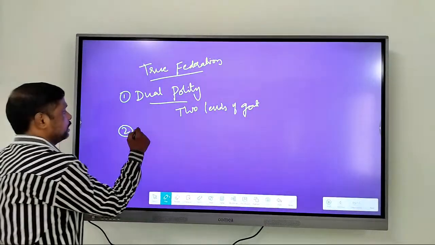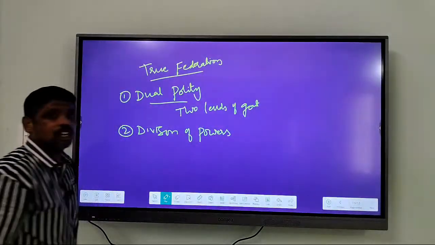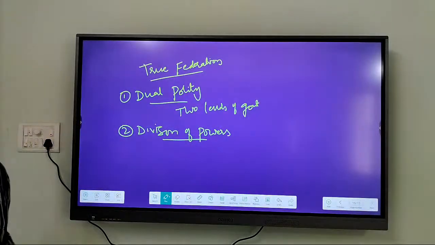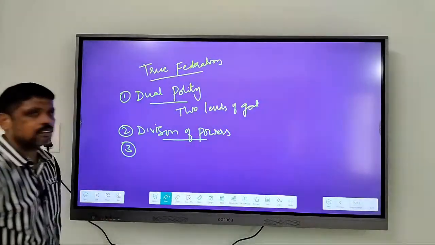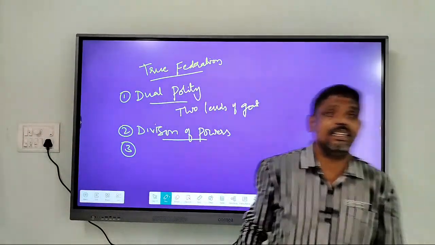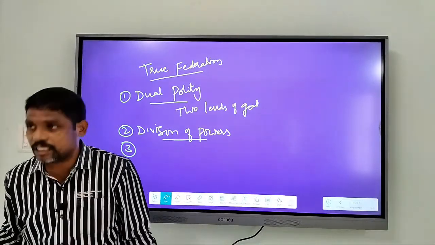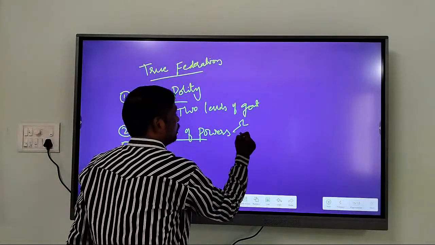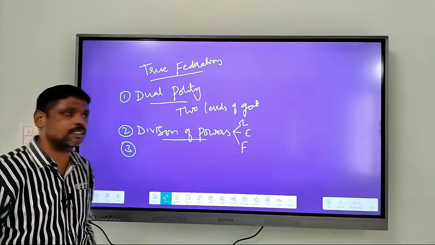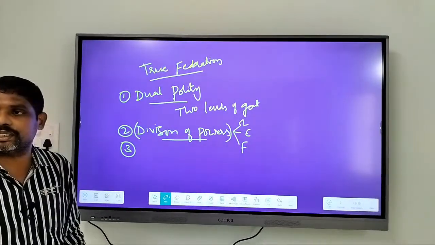Division of powers. Another feature is division of powers between different levels of government. Wherever there is dual polity, wherever there are two levels of government, there we will see powers being divided between the two levels. It is division of legislative, executive and financial powers between different levels of government. That is division of powers.